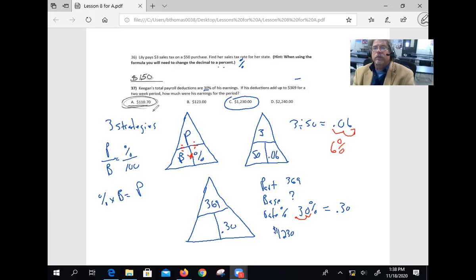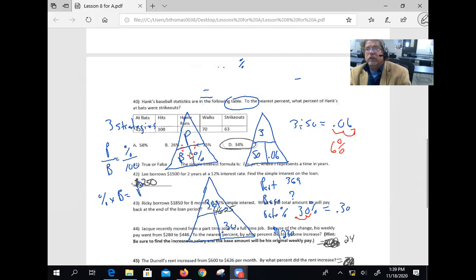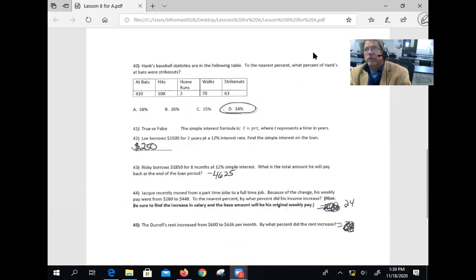Now remember also, A is not a really good answer because it's asking for your earnings. Your earnings have to be more than $369. So really, A and B are not even really good choices because your total paycheck has to be more than your deductions. So that's where reading and comprehension comes in. So really only C and D are even the logical choices there. So we'll look at a few more problems on number 8.